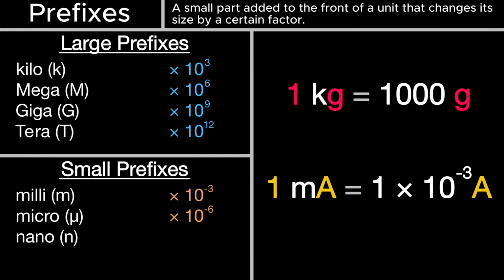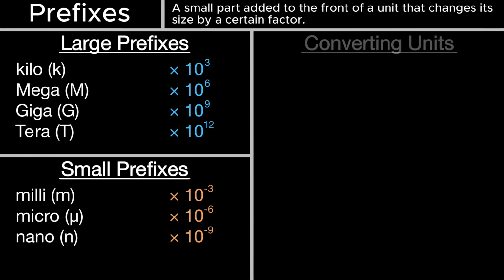Finally, the prefix nano means the unit is times 10 to the power of minus 9, or 1,000,000,000 times smaller than the original unit. You might also come across the prefix deci, meaning 10 times smaller, or the prefix centi, meaning 100 times smaller, but you will probably only use them when dealing with length, as in centimeters, or when dealing with volume, as in decimeters cubed.